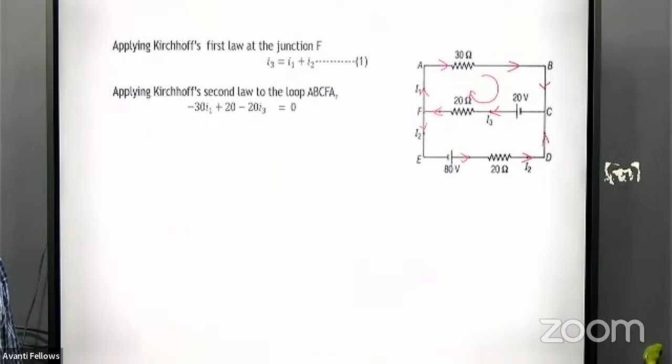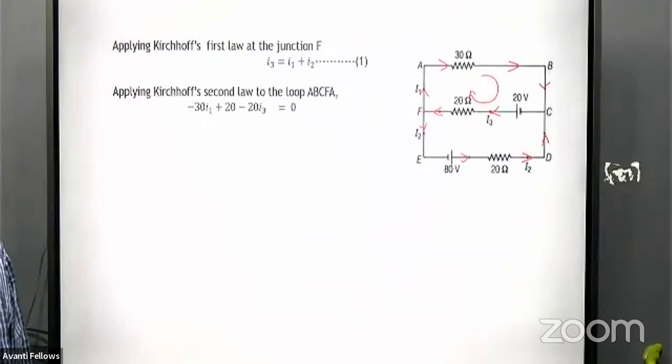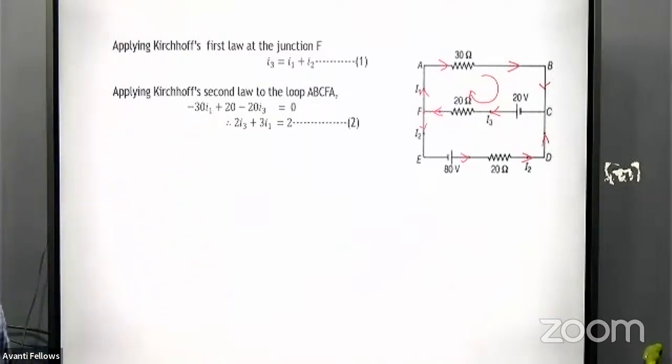So it becomes positive. So 20 volt plus. Then minus 20 I3. I3 is the current there, 20 ohm is the resistance. So minus I3 into 20 equals 0. Clear? Now this equation can be reduced. That is 2I3 plus 3I1 equals 2.